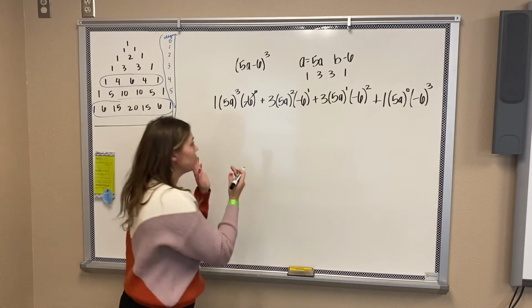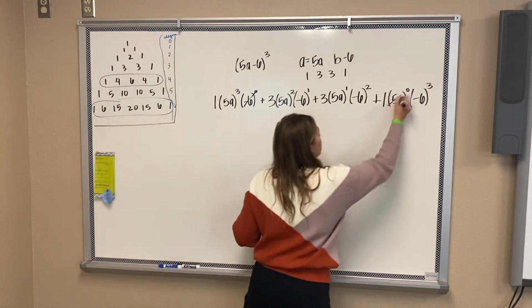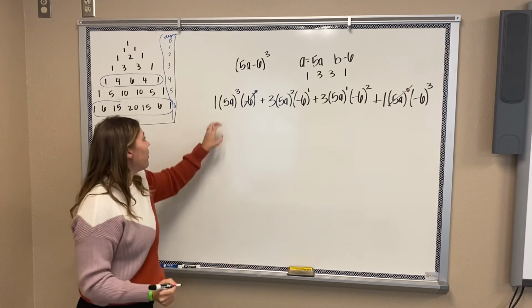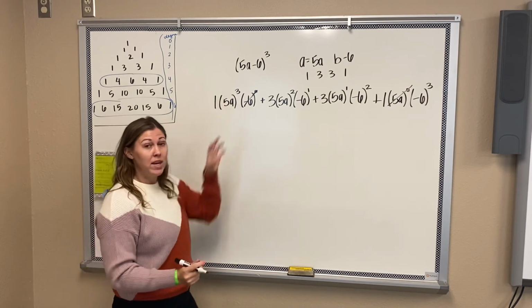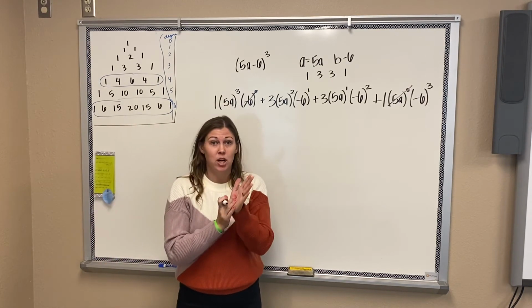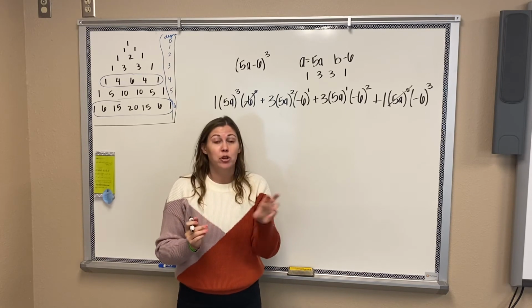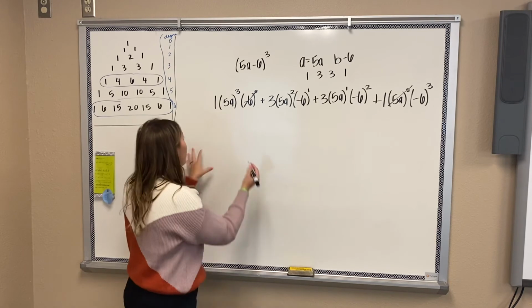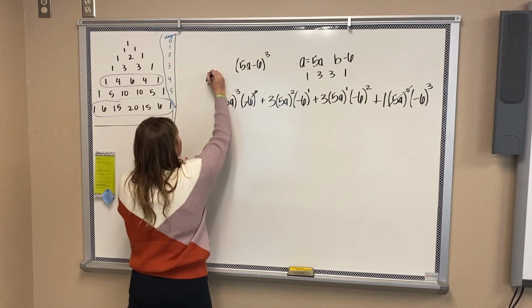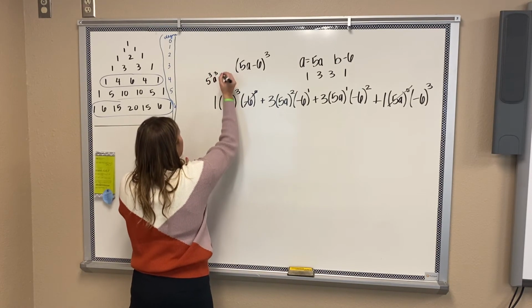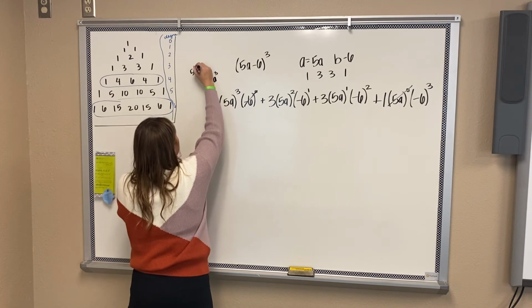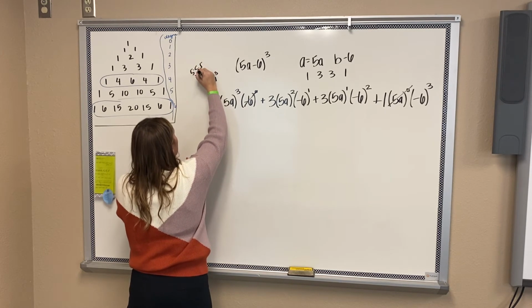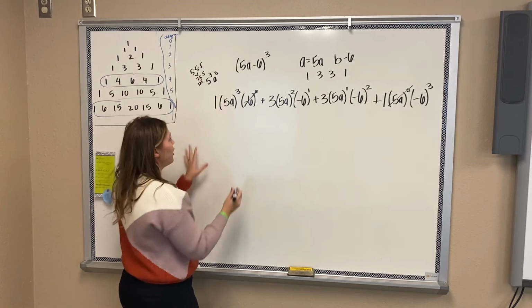Okay, so now let's simplify each monomial. That's going to be gone. So 5a cubed. With this, we have to be careful because we're not just cubing the a, we're cubing 5a. So that's 5a times 5a times 5a. So we have to cube the 5 and cube the a. Well, 5 cubed is 5 times 5 times 5. 5 times 5 is 25. Times 5 is 125.